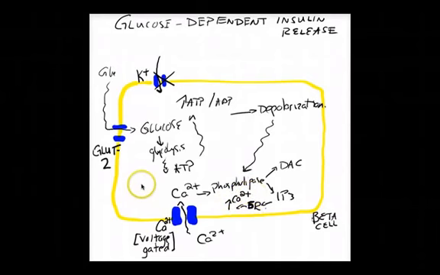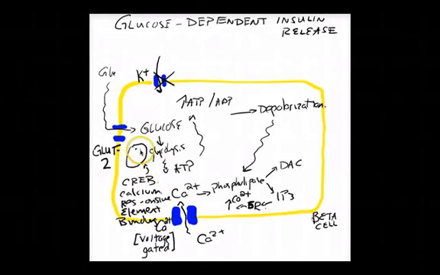Now, the increased calcium leads to an activation or expression of insulin via the CREB gene. This is the calcium responsive element binding protein. And what this is going to do, it's going to stimulate the release of insulin.